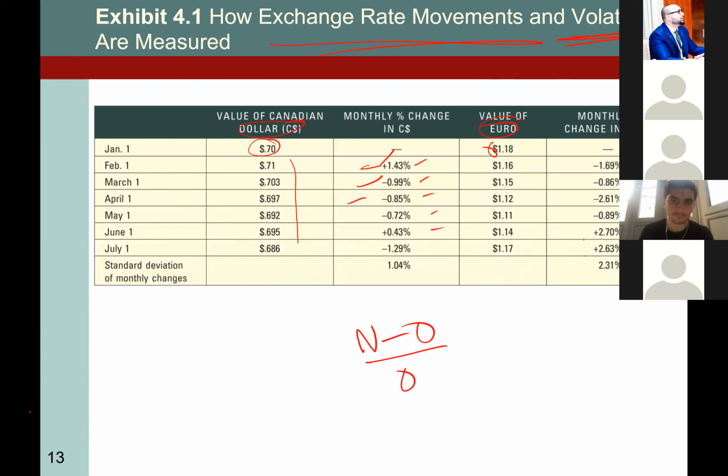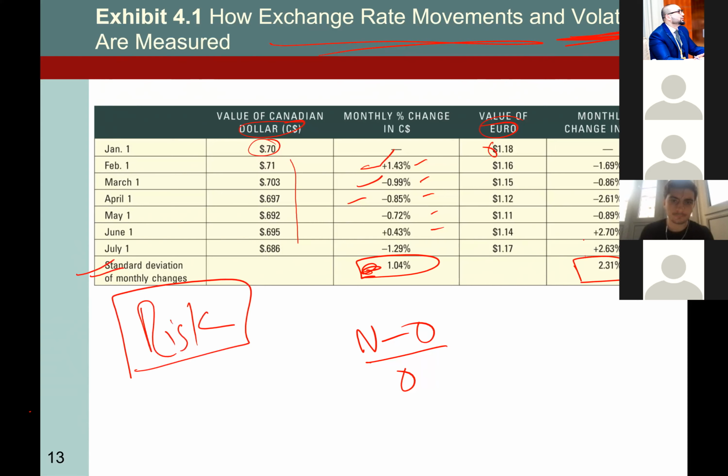So what does volatility mean? In finance or business terms, volatility and standard deviation, we call this risk. The Canadian dollar standard deviation is 1.04% and the euro standard deviation is 2.31%. Which one is more risky or more volatile, the Canadian dollar or the euro? The euro. Why is that? Because it has higher risk. Standard deviation means risk.